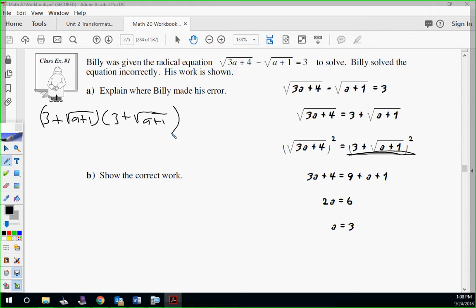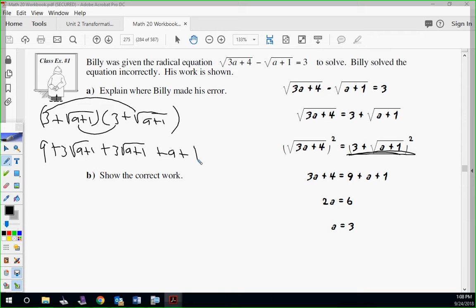The 9 is good. He's missing this, and then he has the other part right. So he's missing those radicals in the middle, and that's our step today. You have to square both sides, not just the 3 plus. Yes, it's a binomial. It's got to be both squared.